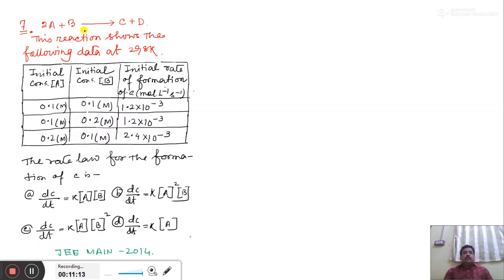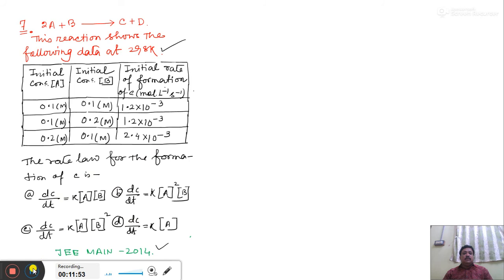My next reaction is 2A plus B gives C plus D. The following reaction results are shown at 298 Kelvin. The concentrations of A and B are 0.1 and 0.1, and the rate is 1.2 into 10 to the minus 3. When the concentrations of A and B are 0.1 and 0.2 molar, then the rate is 1.2 into 10 to the minus 3. And in the third case, the concentration of A is 0.2 and B is 0.1, and the rate is 2.4 into 10 to the minus 3. Then the rate law for the formation of C is, there are 4 options given. This question came in JEE Main 2014.